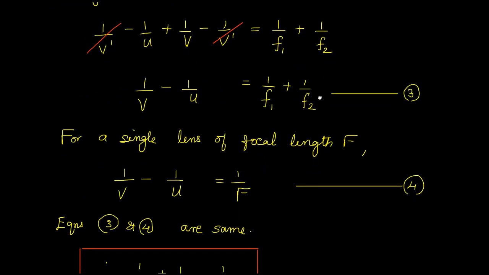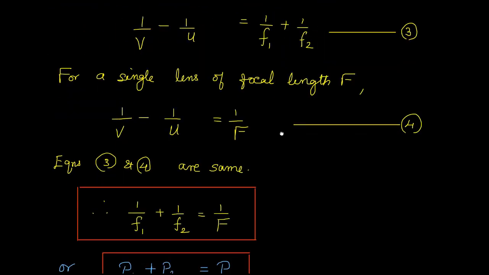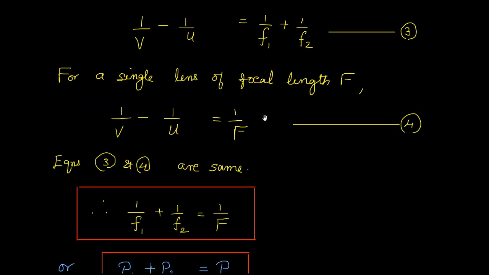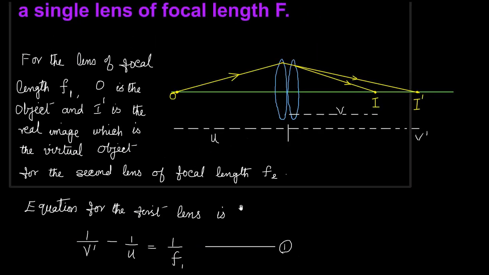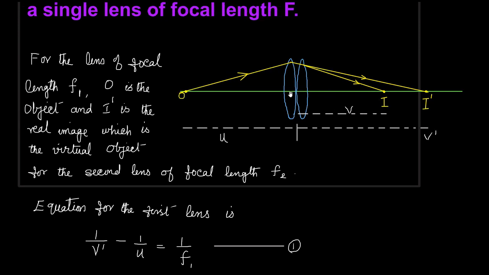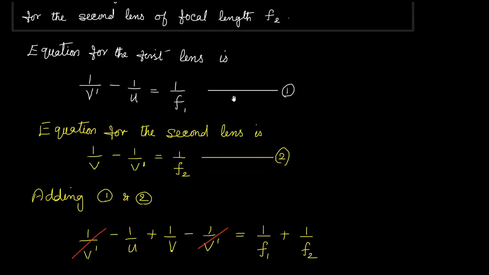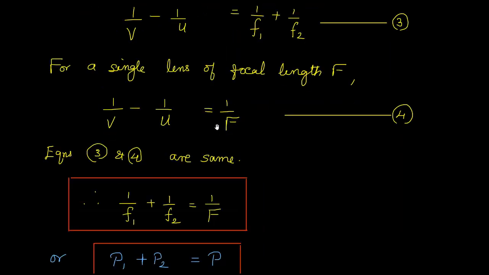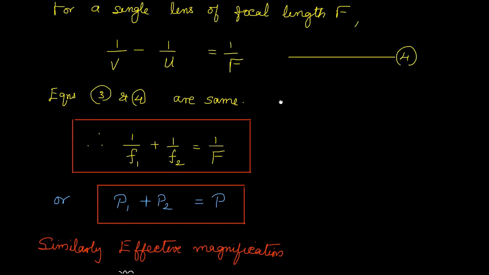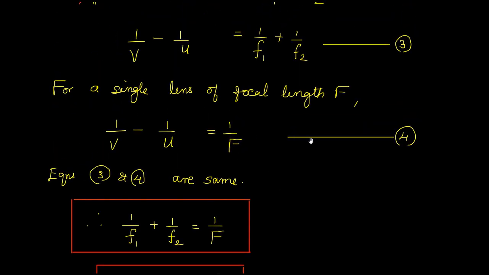Now when two lenses are combined to form a single convex lens, for that O is the object and I is the image. So 1 by v minus 1 by u equal to 1 by capital F, where capital F is the focal length of the combination. We call this as equation number 4.